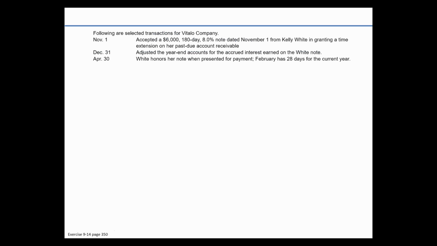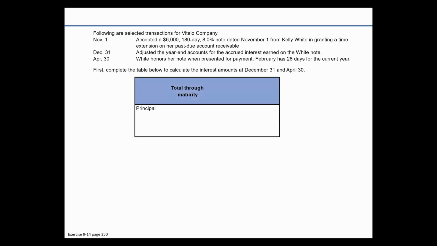The following are selected transactions for Vitrola Company. So on November the 1st, we accepted a $6,000 180-day 8% note dated November the 1st from Kelly White, granting a time extension on past due accounts receivable. And then we're going to figure out the interest on that. So $6,000 by the rate, which is 8%, 180 divided by 360. So the total interest is going to be $240.